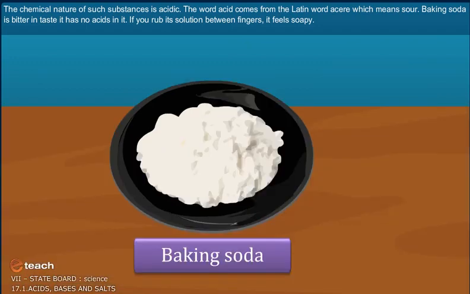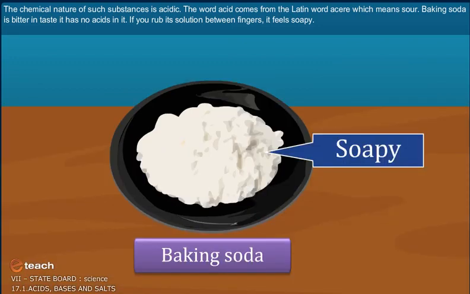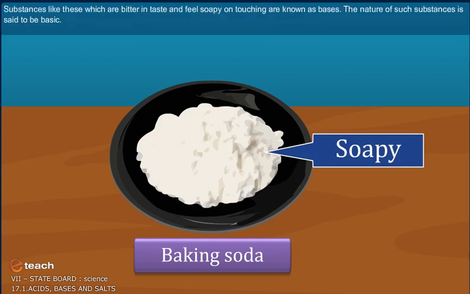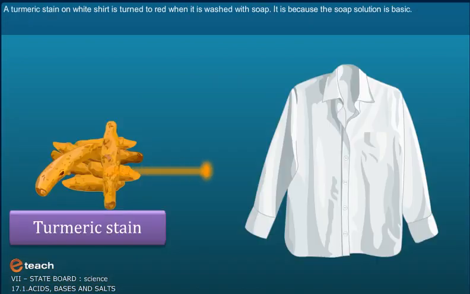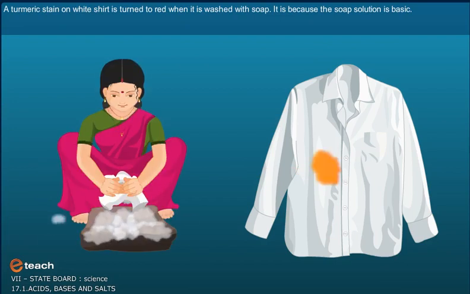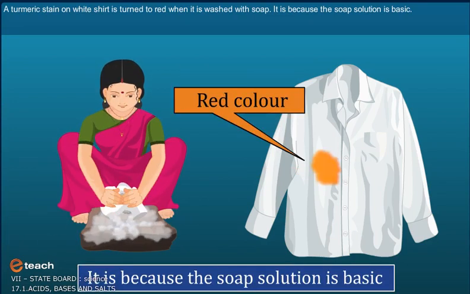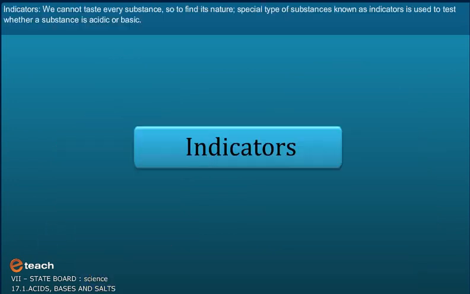Baking soda is bitter in taste. It has no acids in it. If you rub its solution between the fingers, it feels soapy. Substances like these, which are bitter in taste and feel soapy on touching, are known as bases. The nature of such substances is said to be basic. A turmeric stain on a white shirt turns red when it is washed with soap. It is because the soap solution is basic.